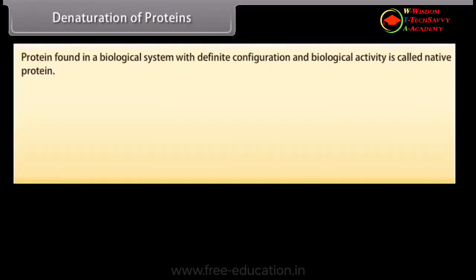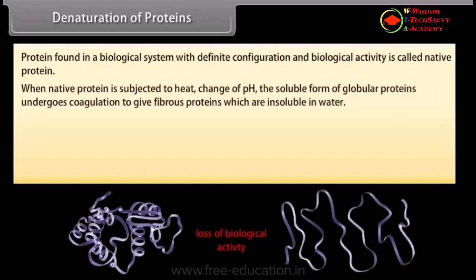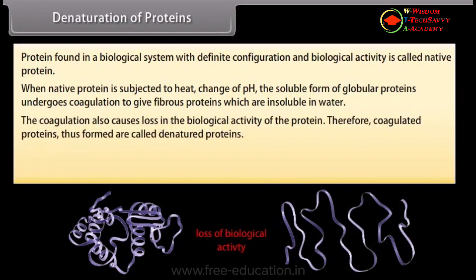Denaturation of proteins. Protein found in a biological system with definite configuration and biological activity is called native protein. When native protein is subjected to heat or change of pH, the soluble form of globular proteins undergoes coagulation to give fibrous proteins which are insoluble in water. The coagulation also causes loss in the biological activity of the protein. Therefore, coagulated proteins thus formed are called denatured proteins.